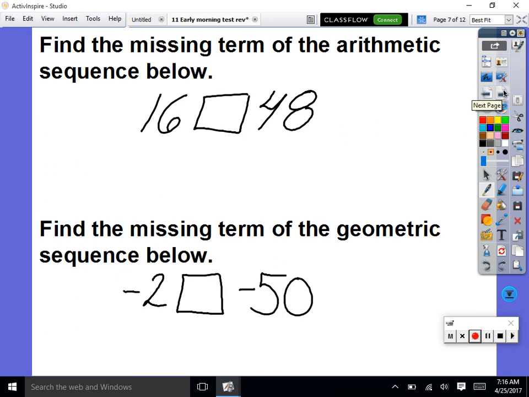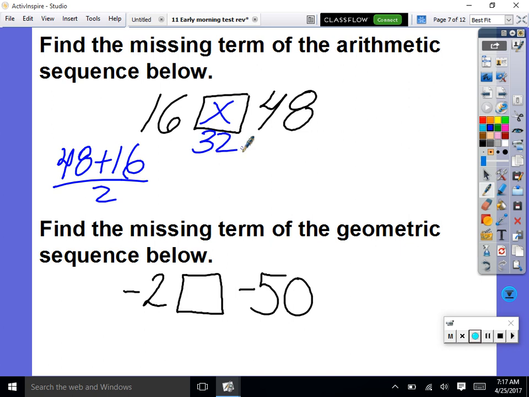Okay, cool. Now, with this one, it says find the missing term of the arithmetic sequence below. There's many ways to do this one. You can set up a true statement. So wouldn't it be true to call this x? This minus this equals this minus this, correct? That's one way of doing it. Or you can find the arithmetic average, because we want to know the halfway distance, correct? Because it's split evenly. So you do 48 plus 16 divided by 2. Plus 16 divided by 2 is 32. So this is 32. Everybody understand?